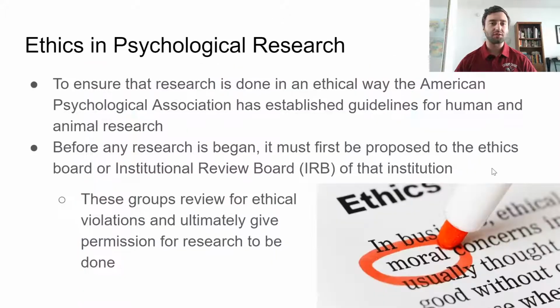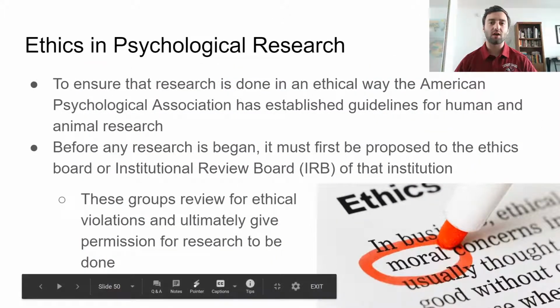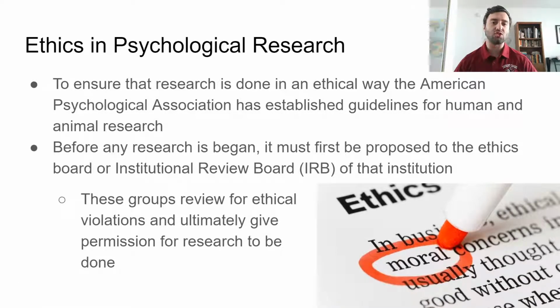So ethics in research. There's a few specific points about this in general. The biggest thing is that we want to make sure that any research we do is done in an ethical way, right? We want to make sure that we are following these moral guidelines. The American Psychological Association, and if you were in another country, they would have their own regulations as well, has established guidelines for both human and animal research, right?